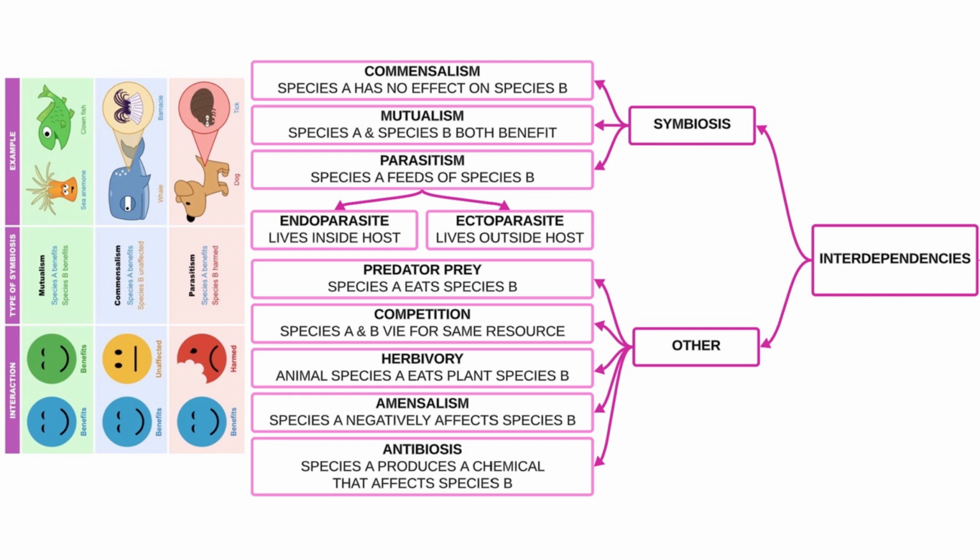Amensalism is where a species negatively impacts another species, like a tall tree shadowing a smaller tree. And antibiosis is where species A produces some sort of chemical that affects species B, like the pine tar that drops from pine trees that stops all weeds growing around it at its base.